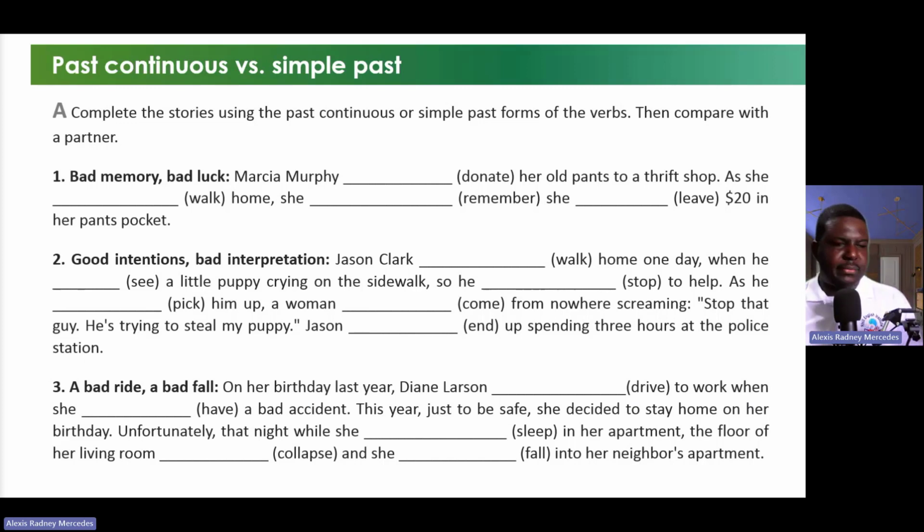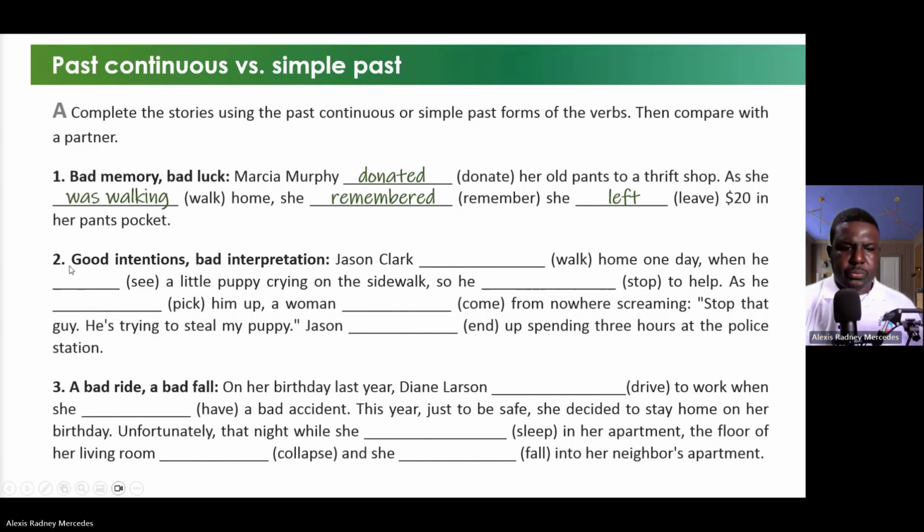Okay. Marcy Murphy, what is that? Donated her old pants to a thrift shop. As she was walking home, she remembered she left $20 in her pants pocket. As you can see here, was walking is an ongoing action she was doing, and remembered and left interrupt that action. Okay? It's the simple past. Let's go to the second one.